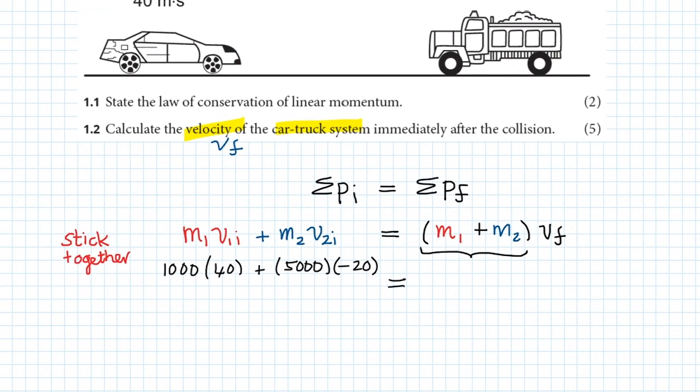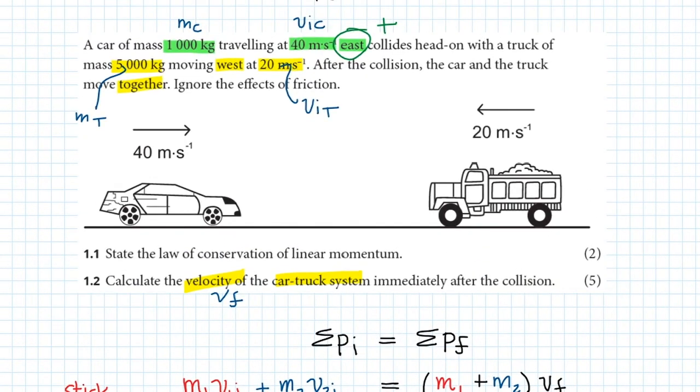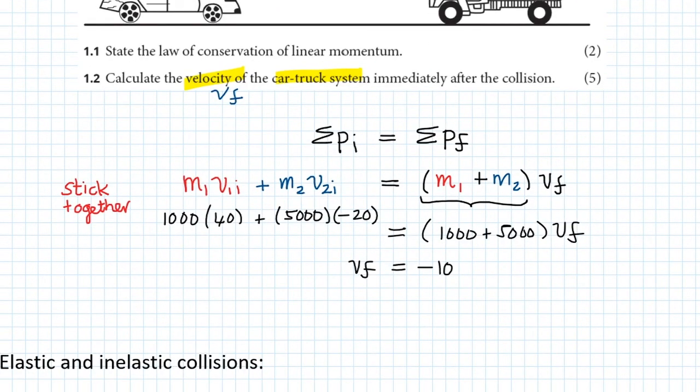Now on the right hand side of this formula, we say the mass of the car plus the mass of the truck, and we have the final velocity. So all that we now need to do is manipulate the formula and plug values into our calculators. In the end, we find that the final velocity of the system is negative 10 meters per second. But of course, we need to interpret this negative. Negative, remember, is the opposite direction to east, which is west. West is the negative direction. So that means that the final velocity is equal to 10 meters per second towards the west.